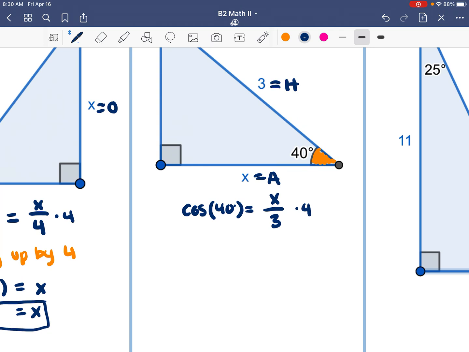Then I'm going to multiply both sides by 3 just to solve for x, because we have our trig function all set up. We just need to solve for x. So we multiply by 3 and we get x equals 3 times cosine of 40. Again, you see that we're scaling up this triangle by 3, like a unit circle triangle by 3. So 3 times cosine of 40 equals 2.30.